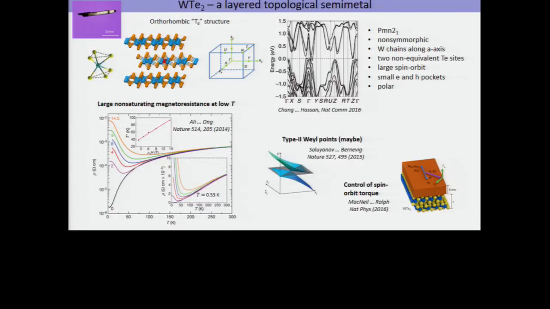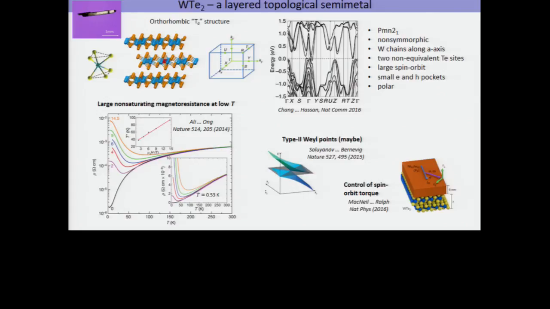So this was the material that Bernevig et al. proposed would have type 2 Weyl points in it a couple of years ago. It's still controversial whether these Weyl points are actually there, although they're thought to be there in similar materials, molybdenum ditelluride in particular. But that's one reason we can justify calling this a topological semi-metal in the bulk. It also had this very large magnetoresistance.